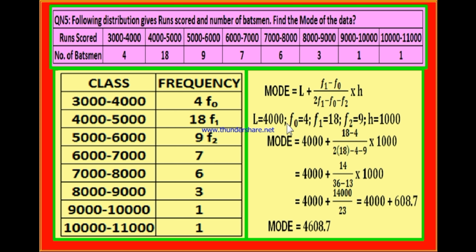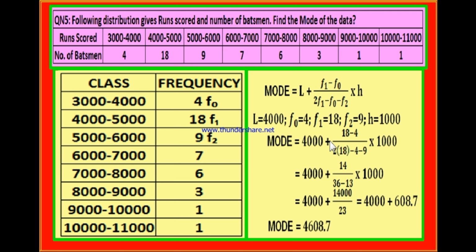Now you substitute these values and simplify. Mode is equal to L, that is 4000, plus (F1 minus F0), that is 18 minus 4, divided by 2F1, that is 2 into 18, minus F0, that is 4, minus F2, that is 9, into H, which is 1000. This is equal to 4000 plus, what is 18 minus 4?